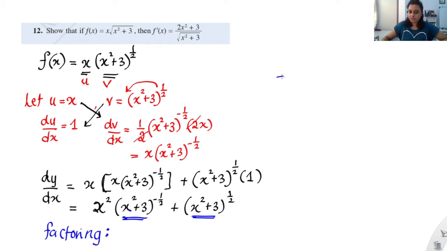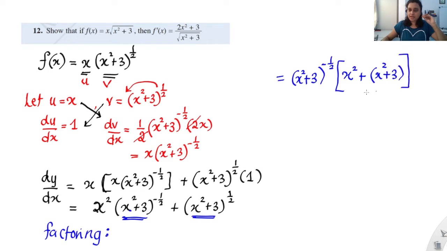Okay, so your equation now is going to look something like this. Factor the thing out first. X square plus 3. Which power is smaller? Negative 1 over 2. So take out that one. Negative 1 over 2. Okay, now put the bracket. So here you are left with x square plus x square plus 3.